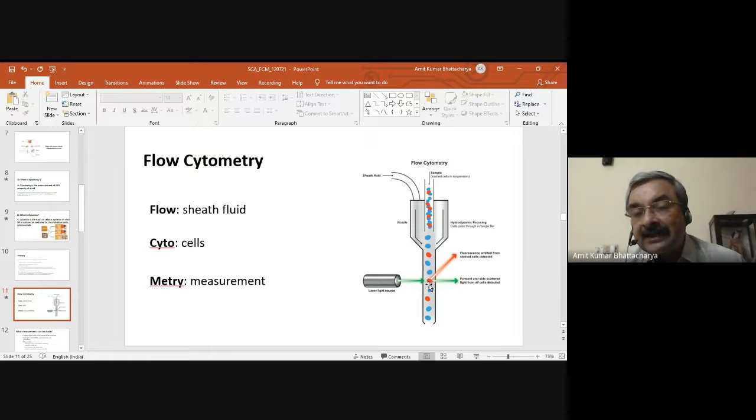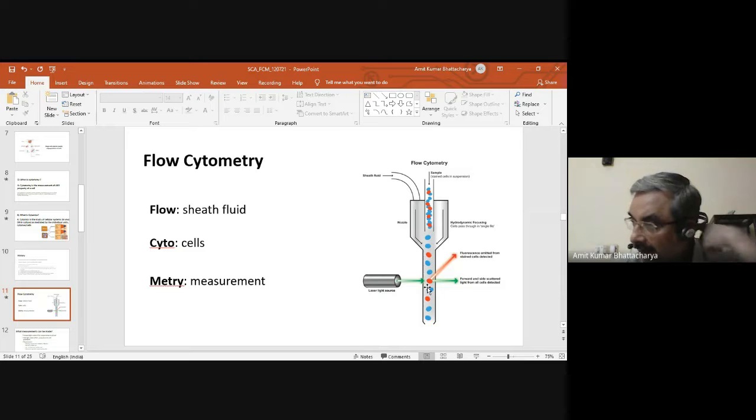And when they go past laser light, because these are fluorescent, they emit fluorescent light, which is detected. So flow cytometry derives its name because it's a flow-through of cells, and that's why it's called flow cyto. You can look at cells, and it's a measurement because you are making measurements of the levels of different proteins present in each cell as they go past this laser light. And when they go past the laser light, they're all fluorescing.